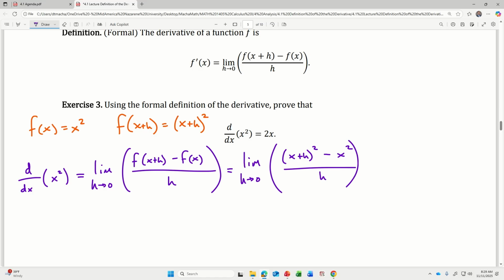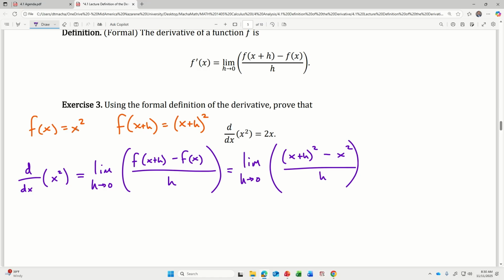So if I try to directly evaluate this limit and just plug in h equals 0, what happens? I'd get x plus 0 squared, which is just x squared. X squared minus x squared is 0. H is approaching 0, so I get 0 over 0. It's undefined, right? So I can't do that.